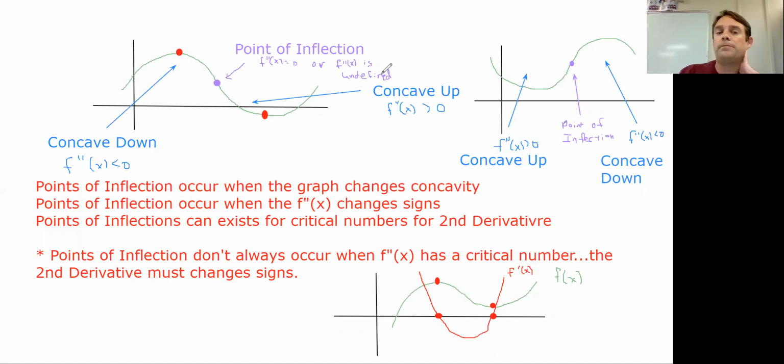And then here's my point of inflection in here. Notice the point of inflection is the relative min or max of the first derivative. So my relative max goes here. Since it's concave down to begin with, that means I have a second derivative that's negative. It's concave up, so my second derivative is going to be positive. This is my graph of my second derivative.